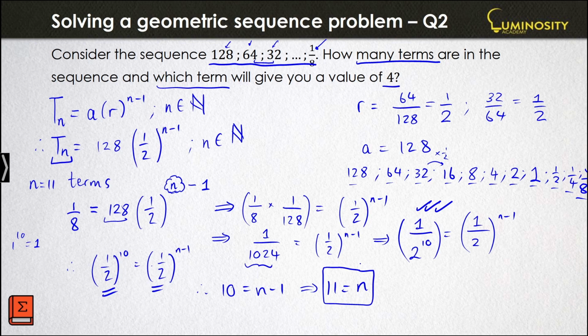Next, you're going to find out which of those terms gives you a value of 4. Well, if you look quite easily in the sequence list, that's the first term, second term, third term, fourth term, fifth term, sixth term. So T6 will equal 4. And that'll give you the position, which is the sixth term. So which term will give you a value of 4? The sixth term. You can also solve it algebraically like we did here. You could solve the equation 4 equals 128 times a half to the n minus 1. So let's give that a try. Let's see how far we get with that one.